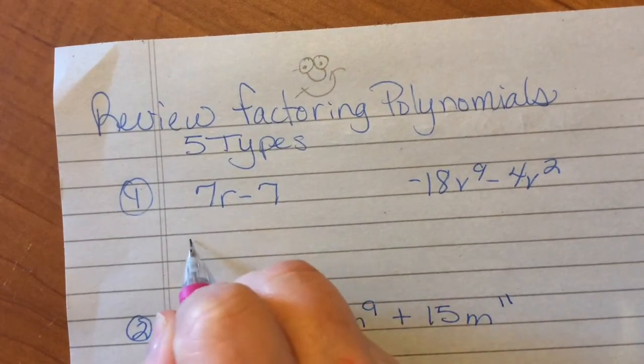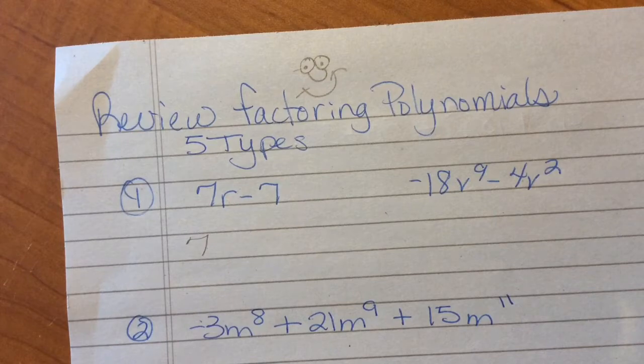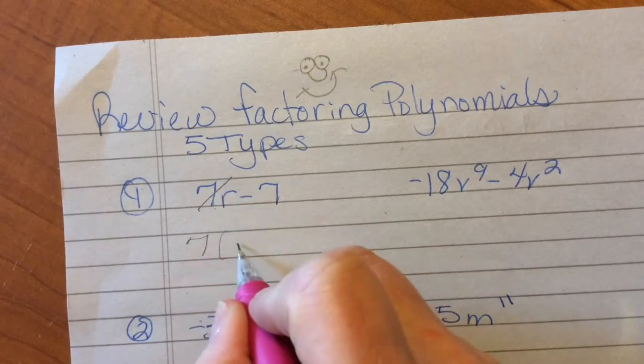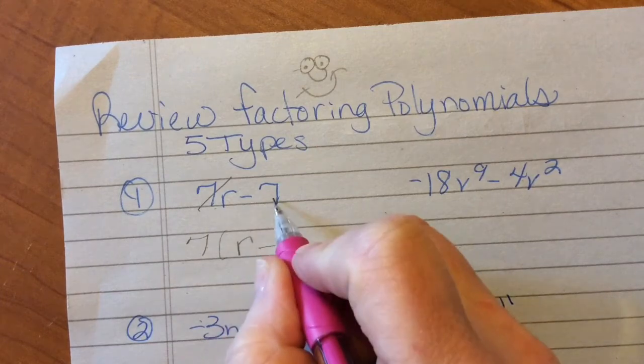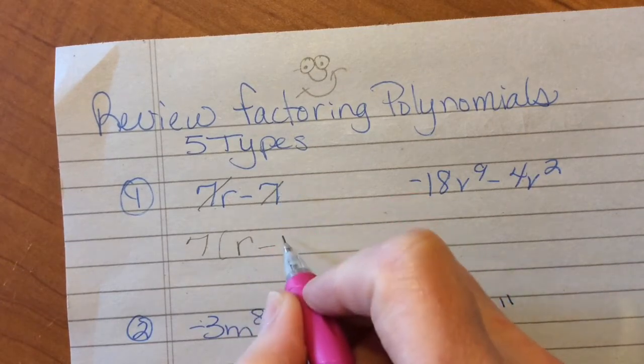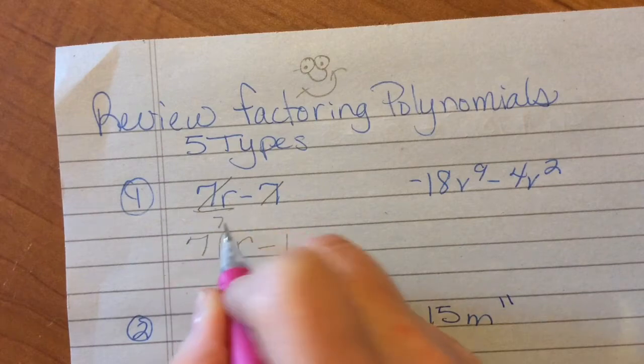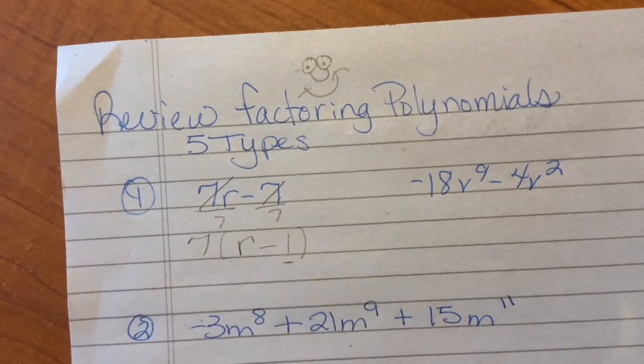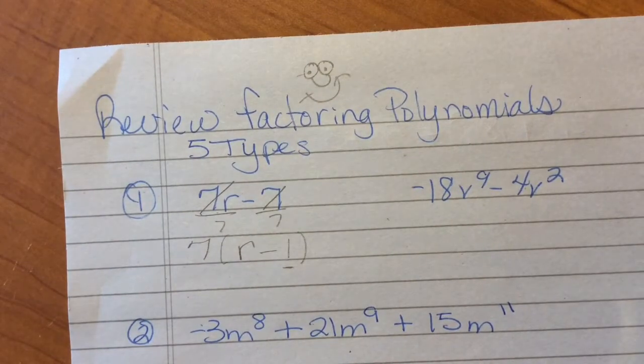So since I can take a 7 out of each, I'm going to put the 7 there at the front. Then I'm going to take a 7 from each. So when I take it from here, it's gone, it becomes an R. Take it from here, it's going to become a 1 because remember, it's dividing each by 7. Okay, so you need that 1 to hold the place. So make sure you do that.